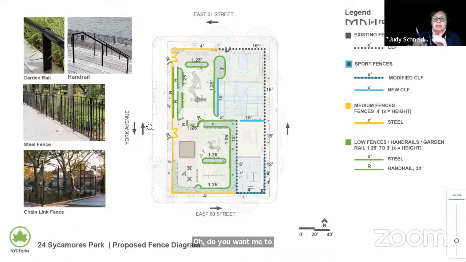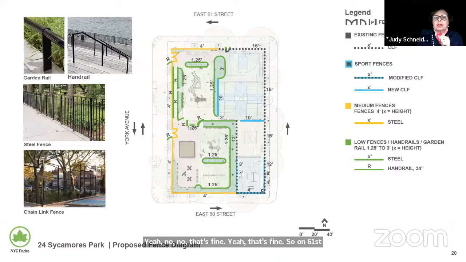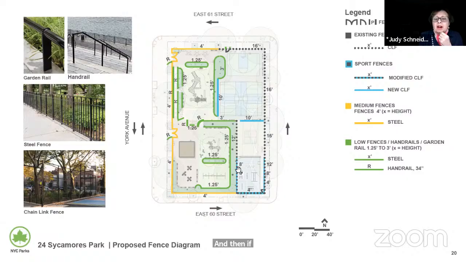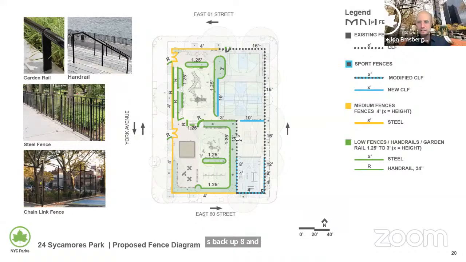Just keep it like this. Yep, that's fine. So on 61st Street, it starts at 16 feet going at the back of the park, and it comes all the way down. And then before it gets to 60th Street, it drops 12 feet, 8 feet, 4 feet. Is that right? And then it goes around to 4 feet, and then it goes back up 8 and 12 feet. Am I reading that right? Yeah, but actually these will match.